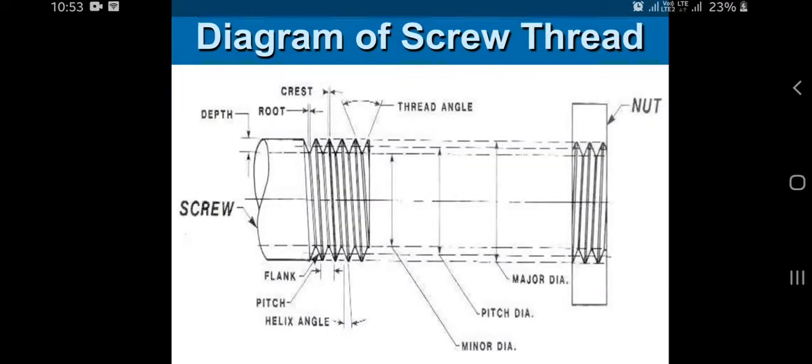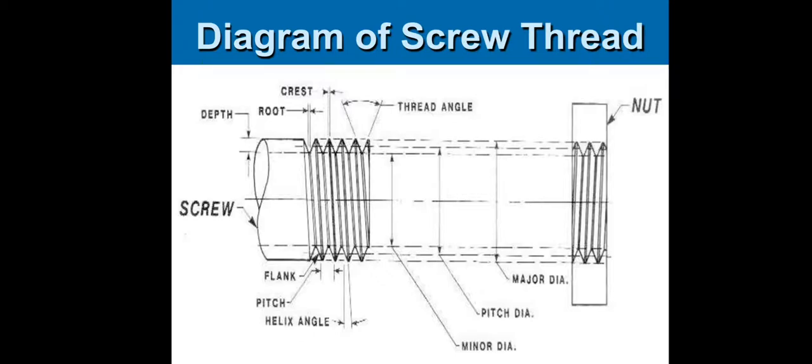And this is a diagram of screw threads, and these are all the terminologies in and around this diagram. There are many parts marked. These parts are very important terminologies which are used in threads: crest, root, thread angle, nut, major diameter, minor diameter, pitch diameter, flank, pitch, helix angle, depth. So these are all the important terminologies.